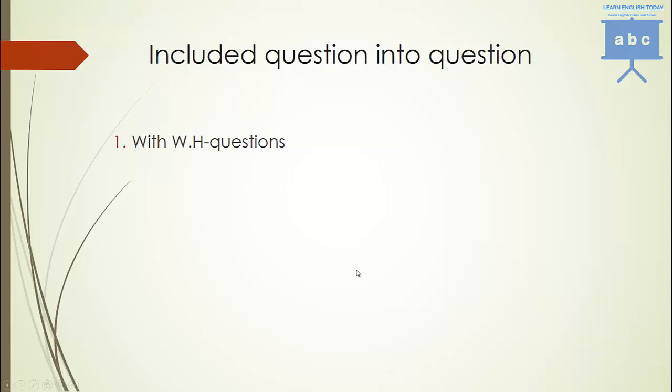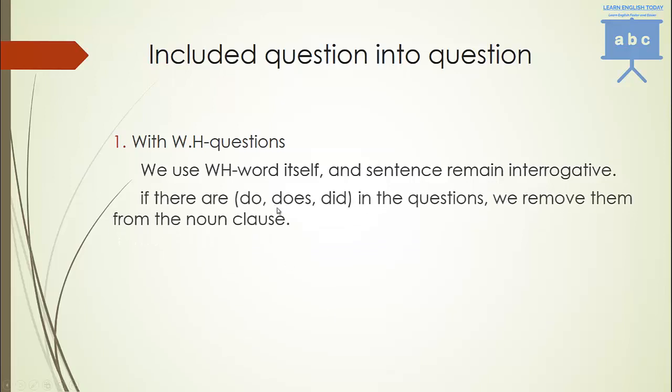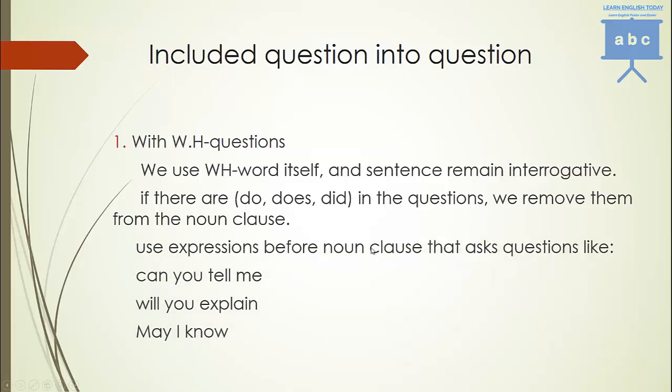Okay, the first type is a question included in a question. It means we have two questions, and generally the final sentence that includes the noun clause is itself also a question. First, how we do it with WH questions. We use the WH words themselves, and the sentence remains interrogative. Again, the sentence is what? Interrogative. And if we have do, does, and did in the question, we remove them in the noun clause, and use expressions before the noun clause that ask questions.